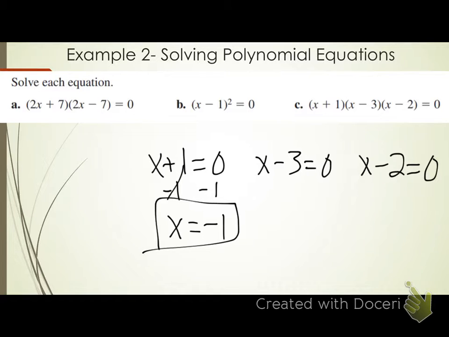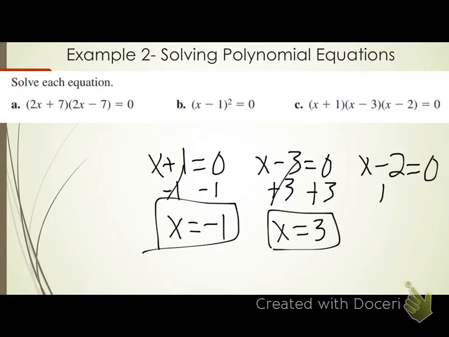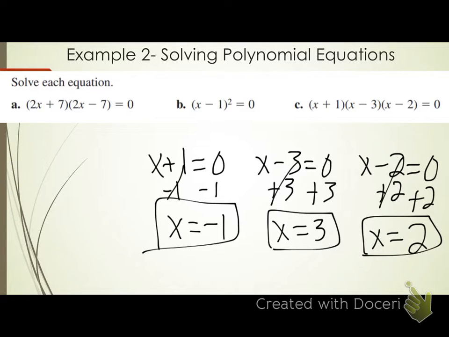Okay, x minus 3 equals 0. How do I get x by itself? Add 3 to both sides. X equals 3. Very good. X minus 2 equals 0. Add 2 to both sides. X equals 2. Do I have any repeated roots? I've got 2 of the same number? No. 1 and 1, 3 and 3, 2 and 2, for the x equals? Oh, no.